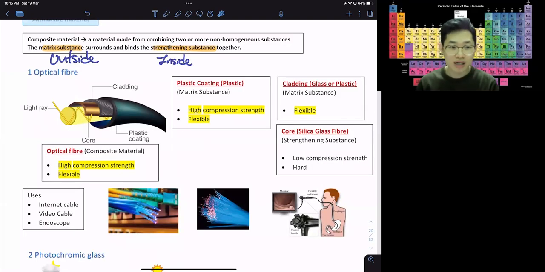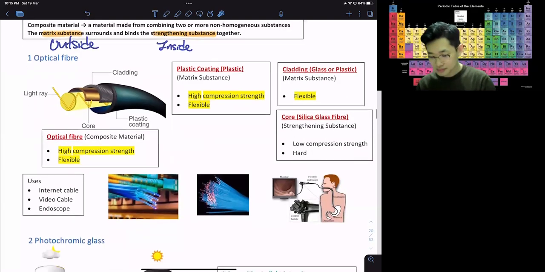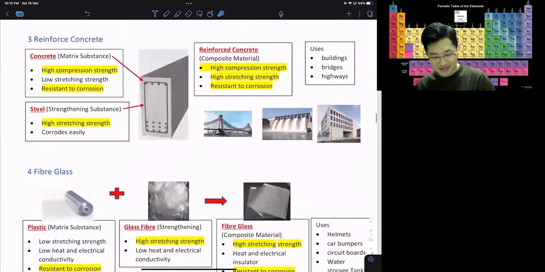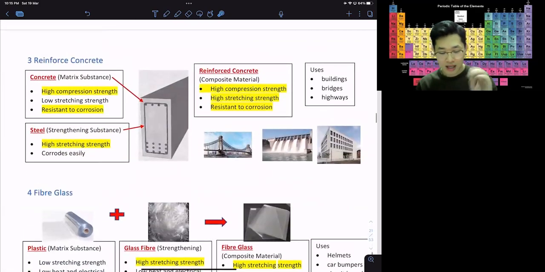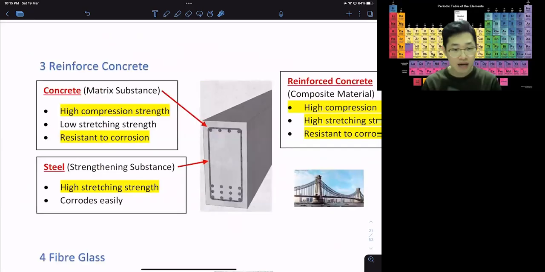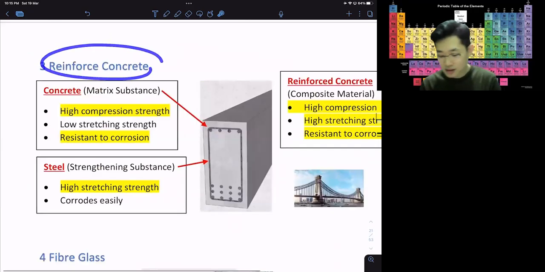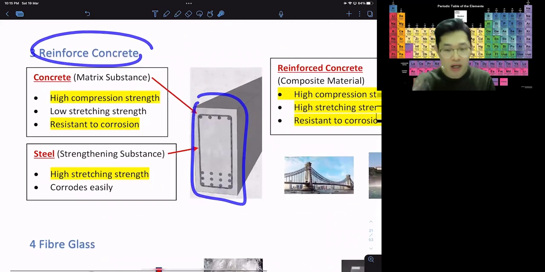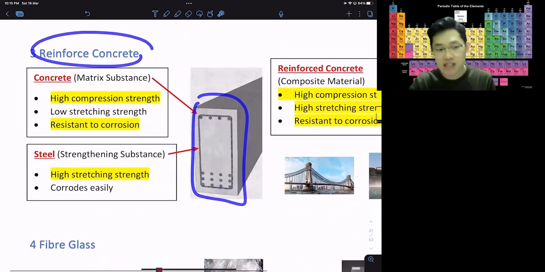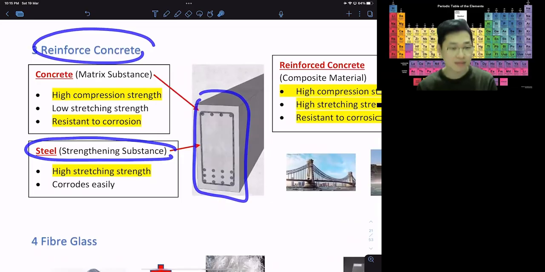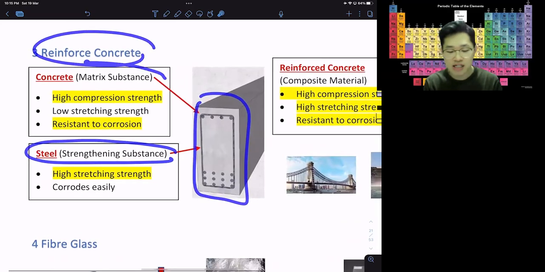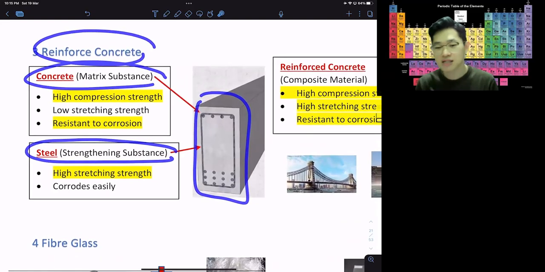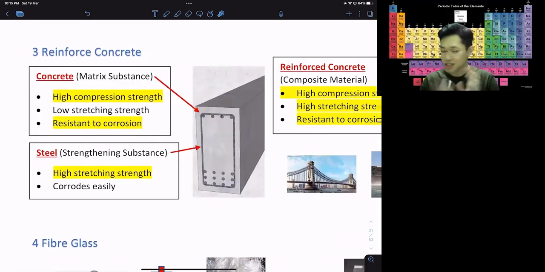So for example, I choose one easier one. Okay, reinforced concrete. You see, reinforced concrete, inside the cement they put steel bar. So what is inside? Steel is inside. So steel is strengthening. What is outside? Concrete is outside. So concrete is matrix. Just like that.